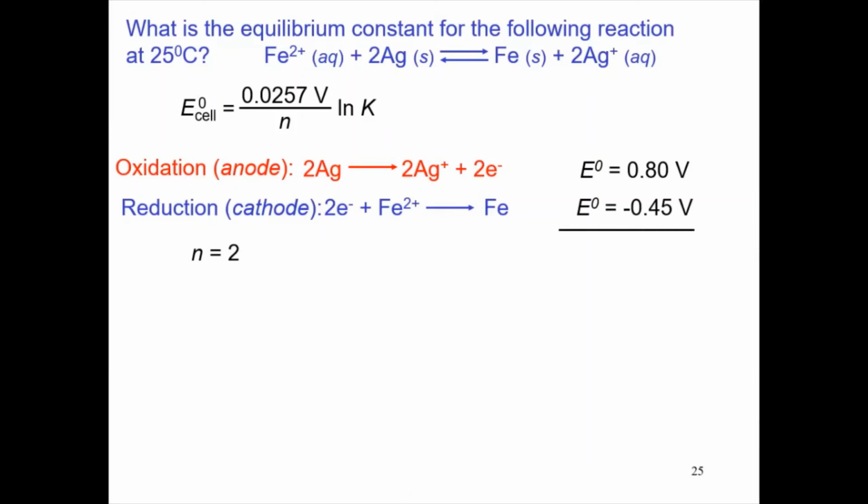And now we can add these up. Remember that we can do one of 2 things. We can express the potentials as plus or minus the actual reduction potential, or we can simply say that the potential of the cell will be the cathode minus the anode. Here the cathode is minus 0.45 minus the anode at 0.80. That gives you negative 1.25 volts.